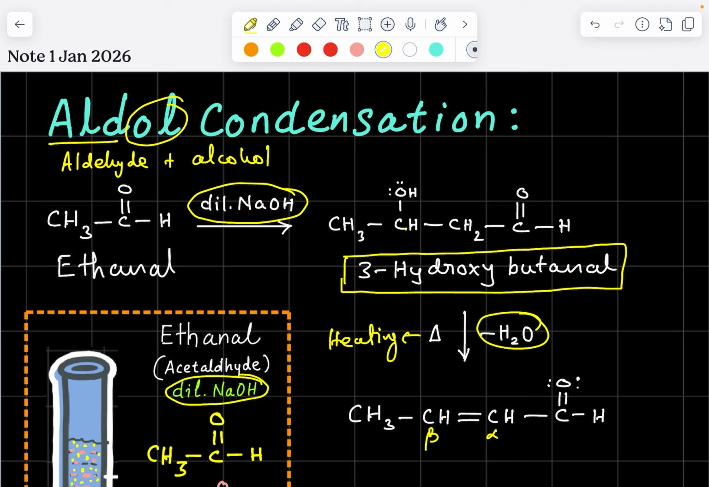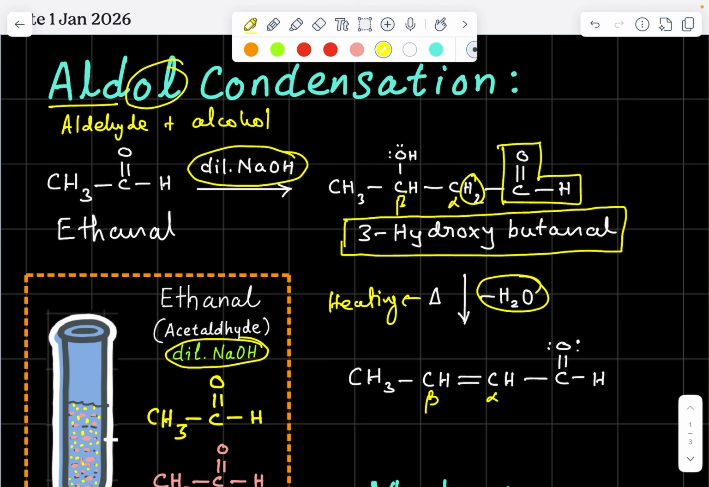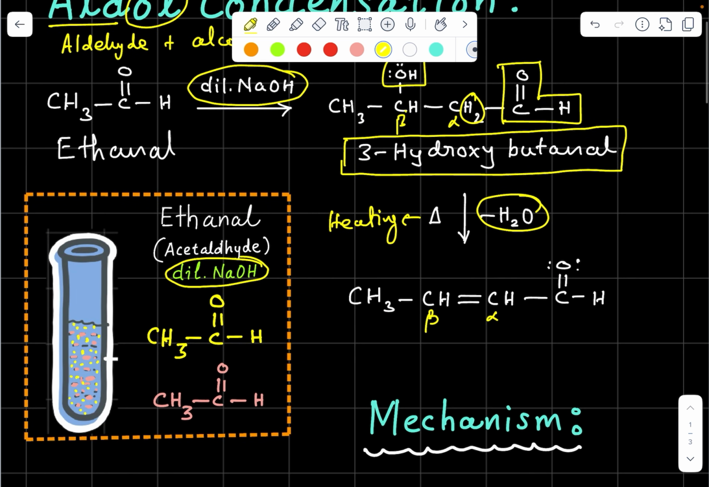what will happen between the alpha and beta? What is the alpha and beta? From the functional group of the aldehyde, the first attached carbon is called the alpha carbon. The alpha carbon consists of hydrogen, known as the alpha hydrogen. Usually the alpha hydrogens are more acidic in nature compared to the beta hydrogen. Once you treat it with heating, the beta-position hydroxyl group and the alpha-position hydrogen are removed as a water molecule. Then I will get the alpha beta unsaturated carbonyl product as the major one.